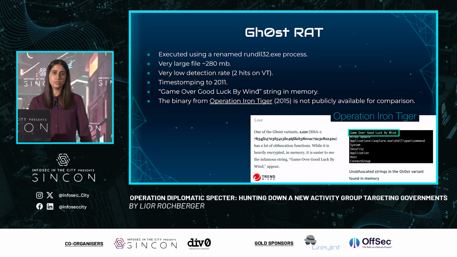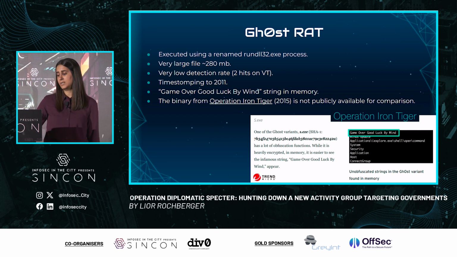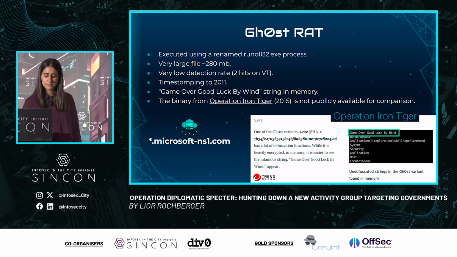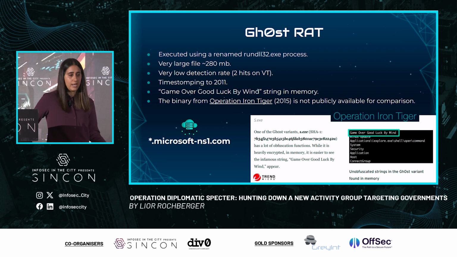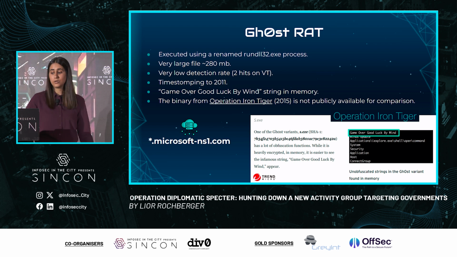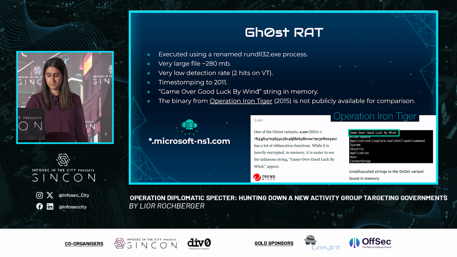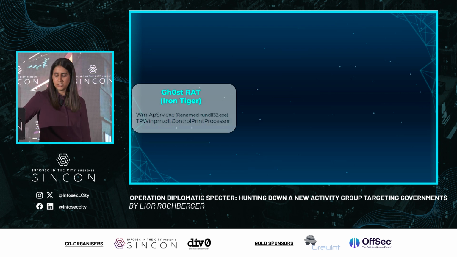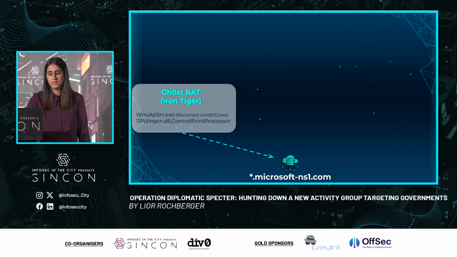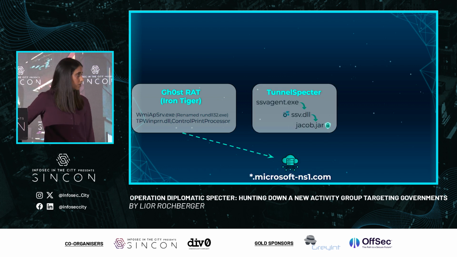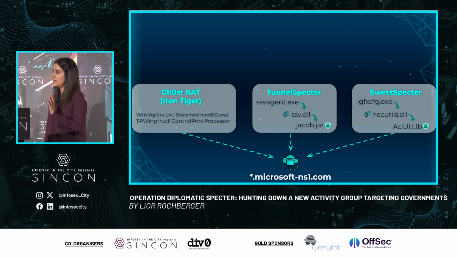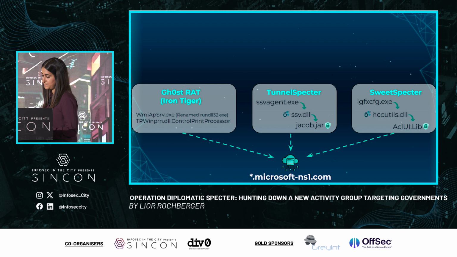So we tried to focus on the infrastructure that this Ghostrat variant communicates with, which is this Microsoft ns1.com domain. And we started to perform hunting in our telemetry, and we started to search for additional processes that may communicate with this infrastructure. And we found that in addition to this Ghostrat malware that I just mentioned that communicates with this domain, we have additional 2 undocumented malware that communicates with the same infrastructure. And we named them Tunnel Specter and Sweet Specter.